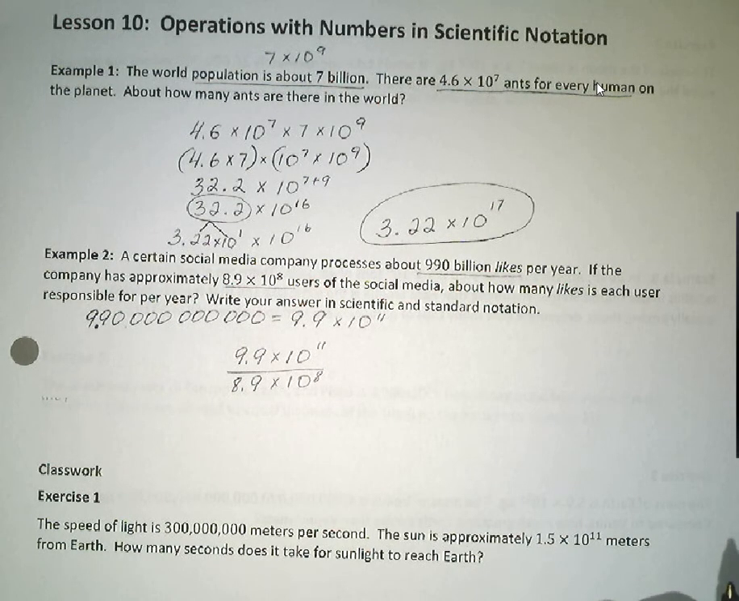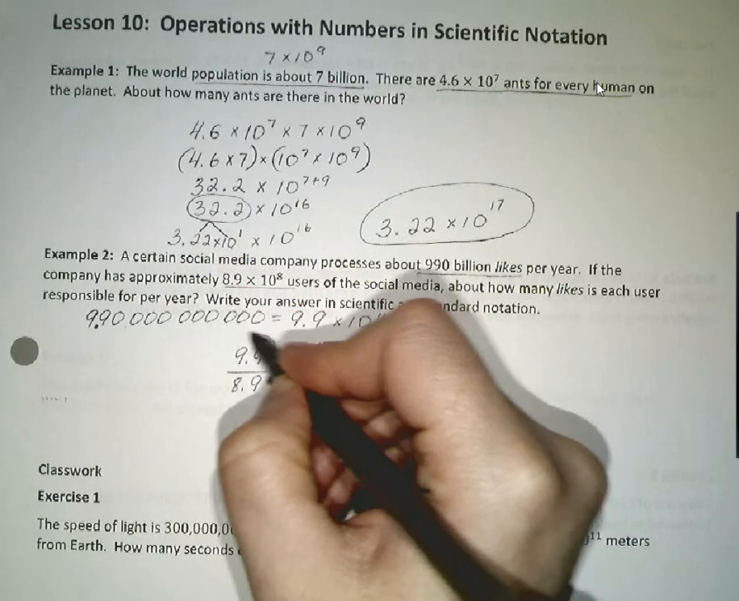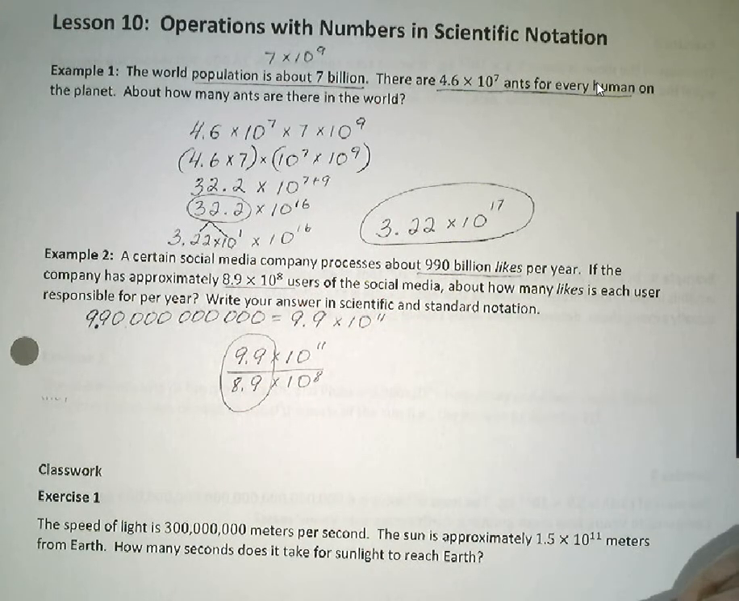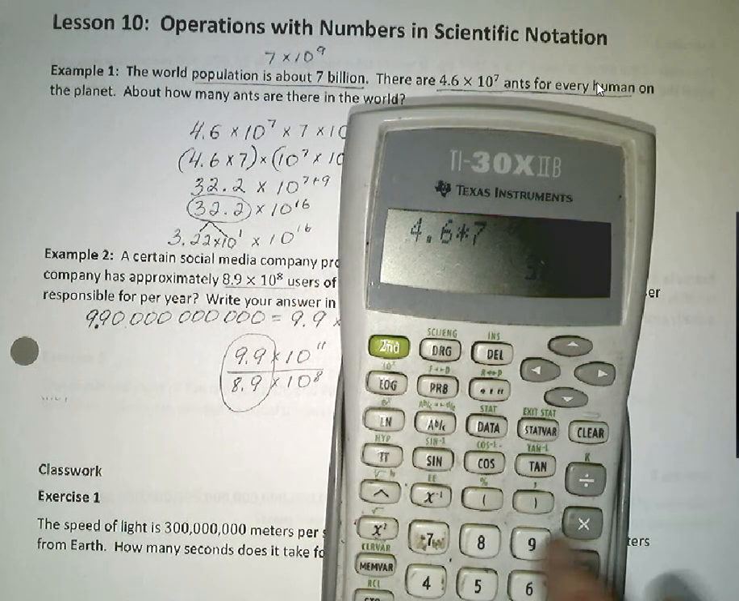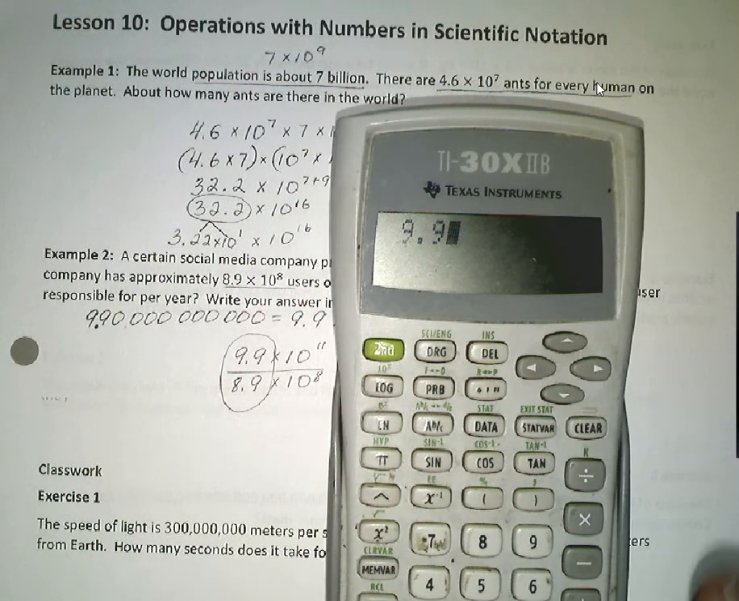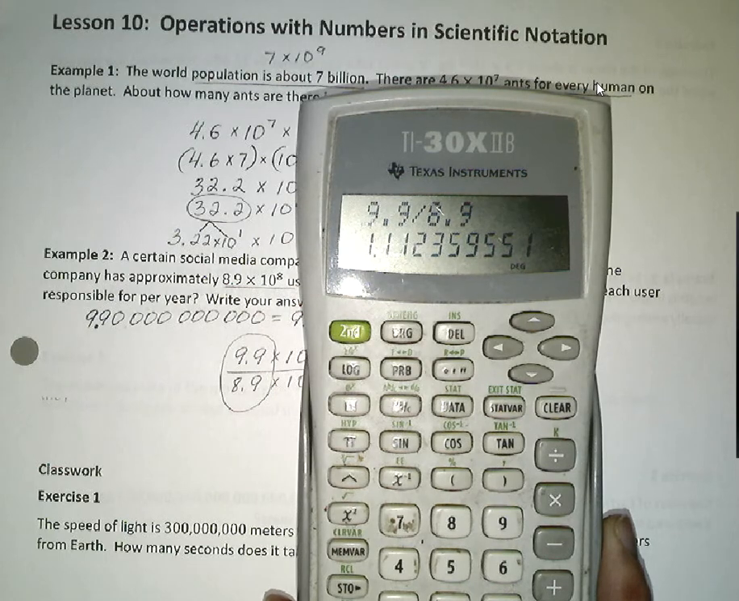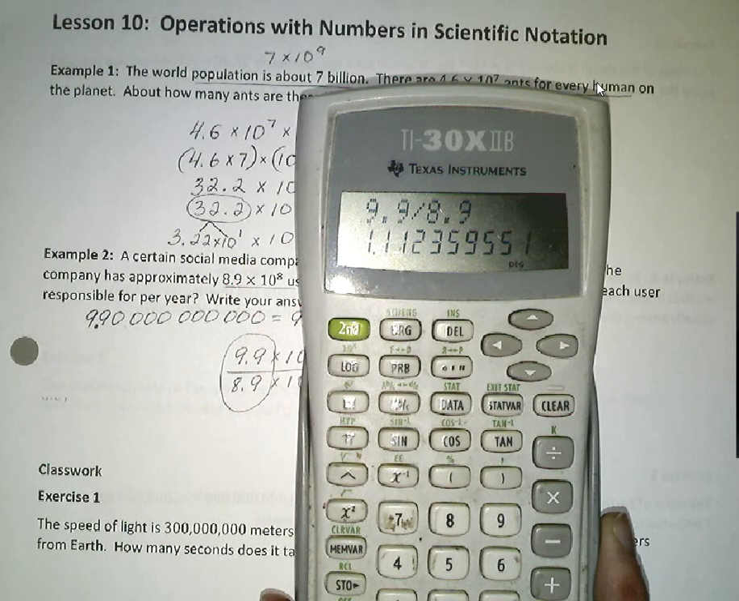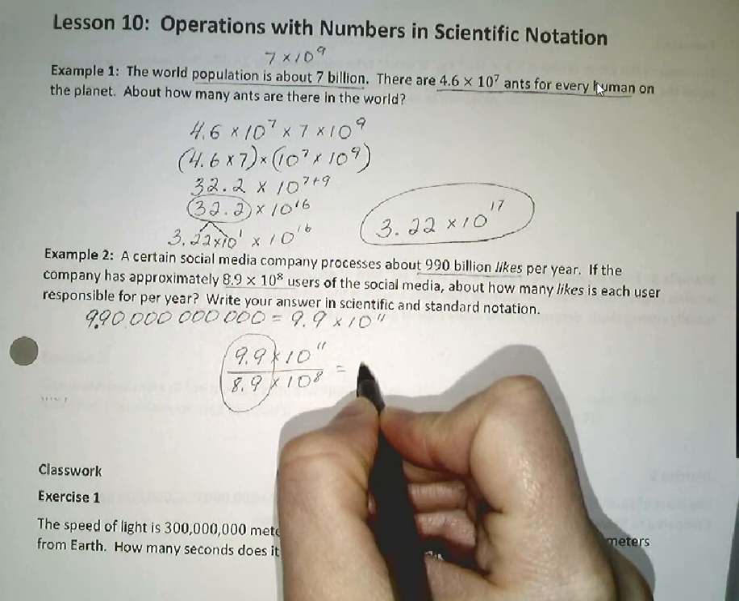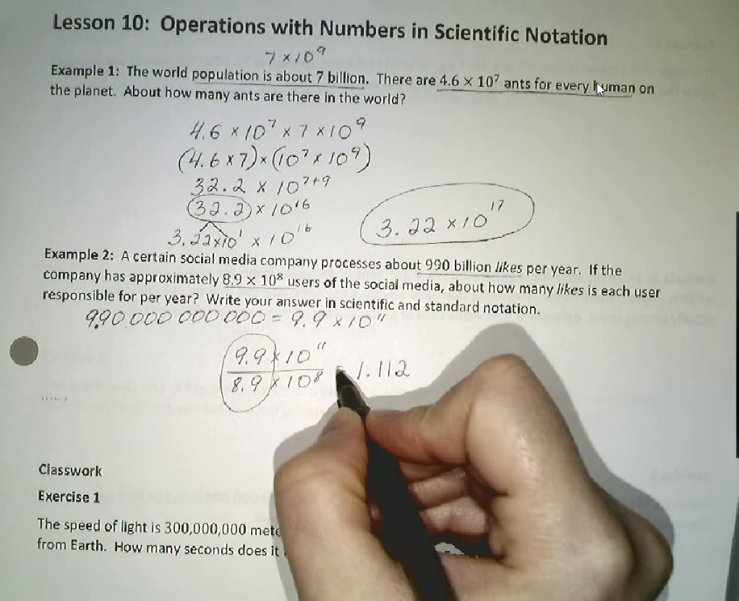Now I take each part separately. I have 9.9 over 8.9. This is not a subtraction problem. This is a division problem. So I'm going to divide 9.9 by 8.9, and I will get this number right here. So I have approximately 1.11. Maybe even 3 decimal places: 1.112, approximately, right?